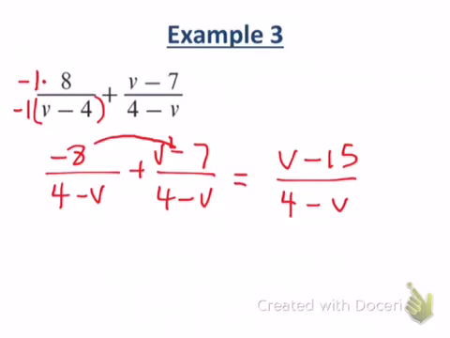Can we simplify this anymore? It can't be simplified, can it? Can we factor v minus 15? No, we can't factor v minus 15, so we can't cancel or simplify it, because we can only cancel common factors. Okay? Kyle? Good?